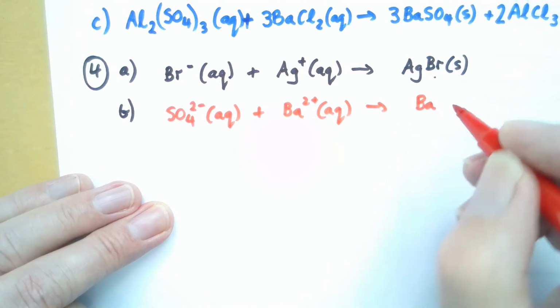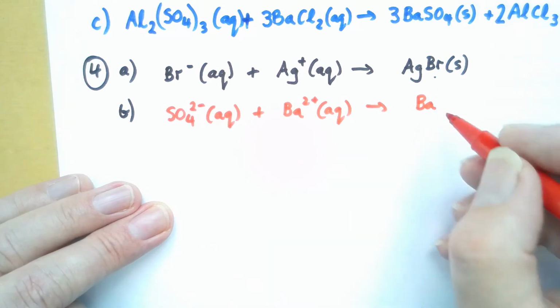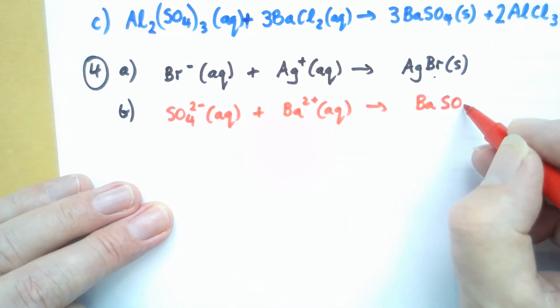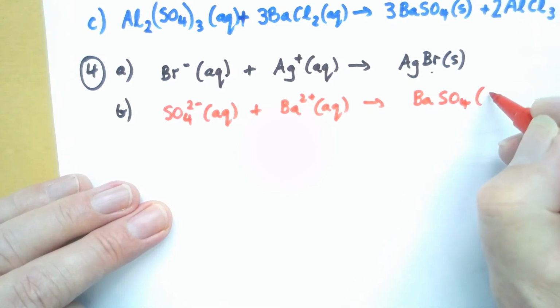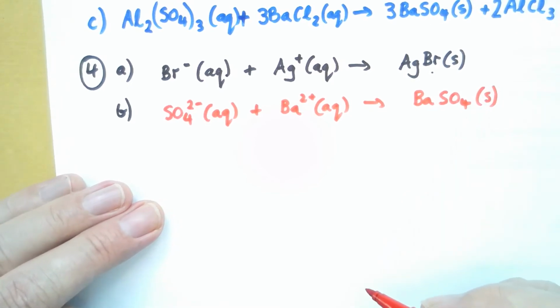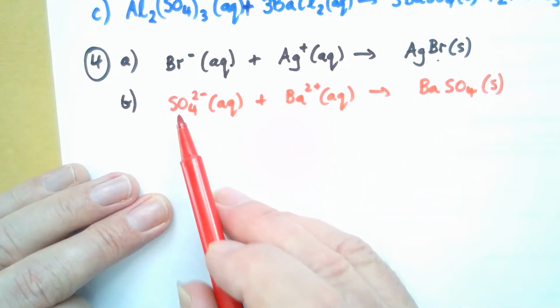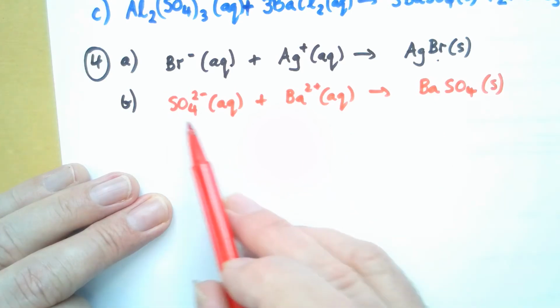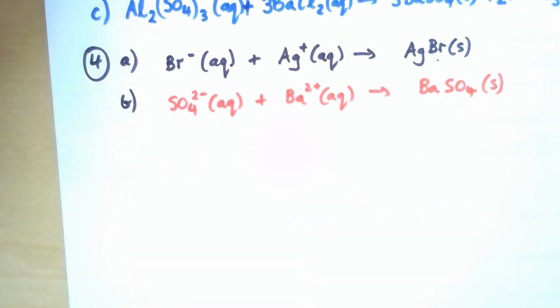So SO4 2-, barium is in group 2, so it's going to be a 2+ ion, so they will form barium sulfate, BaSO4, and that is a solid. Again, we have no balancing to do. We've got 1 barium, 1 sulfate, 1 sulfate, all nice and easy.